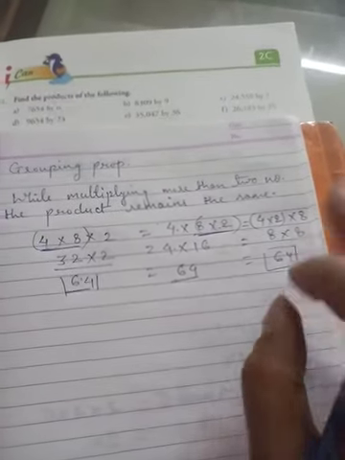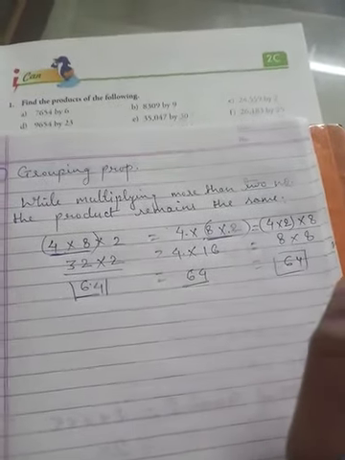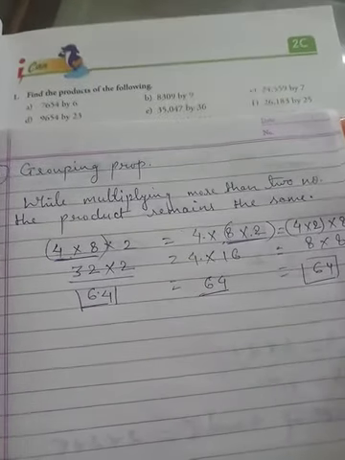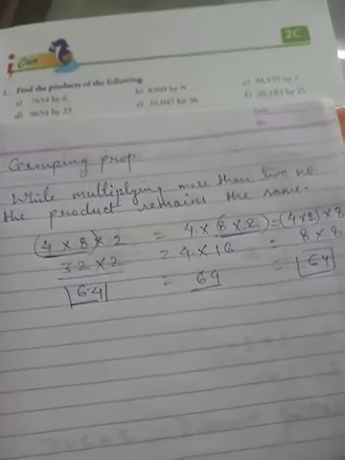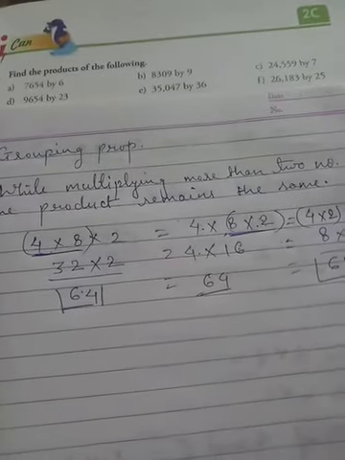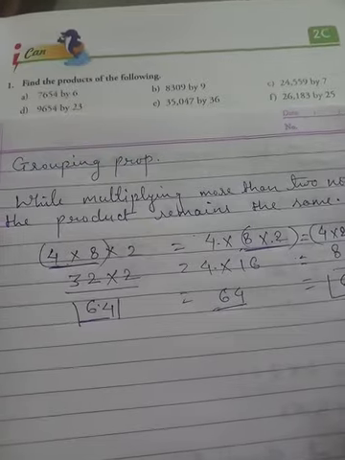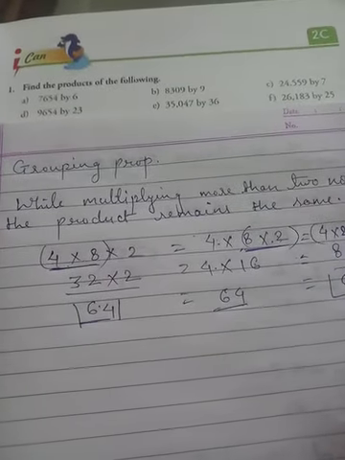That means this is called the grouping property, and that means we can change the order or group of the numbers but the answer remains the same after multiplying them. Okay, so this is your grouping property number 4. Now the next property is the distributive property of multiplication over addition.